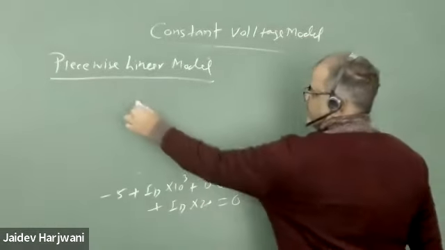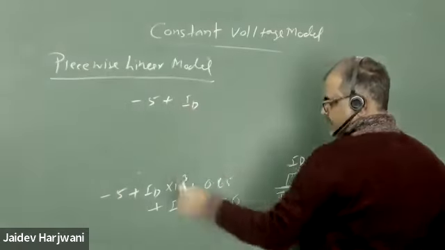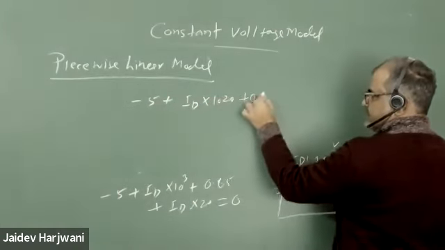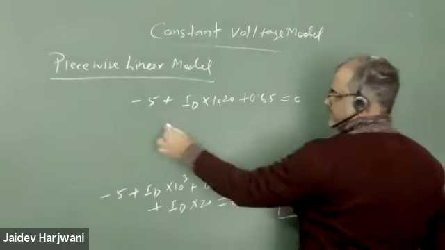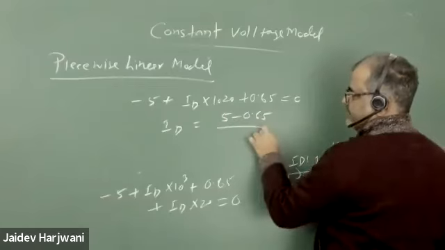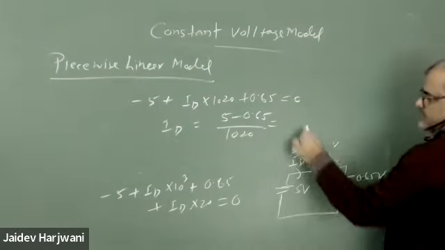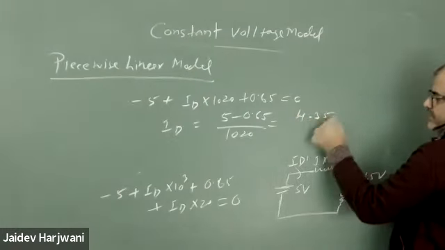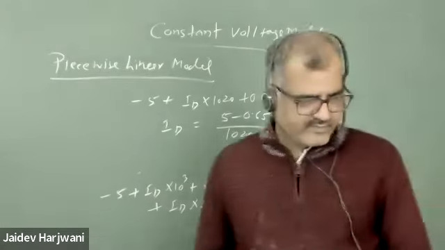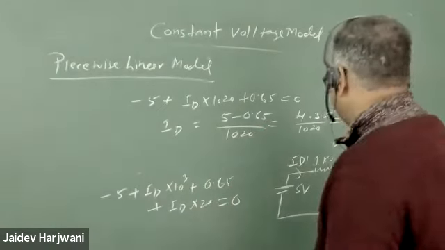So you have -5 plus ID times 1020, plus 0.65. So ID becomes 5 minus 0.65, divided by 1020. This will give you 4.35 upon 1020. Tell me what value is coming? 4.26 milliampere.